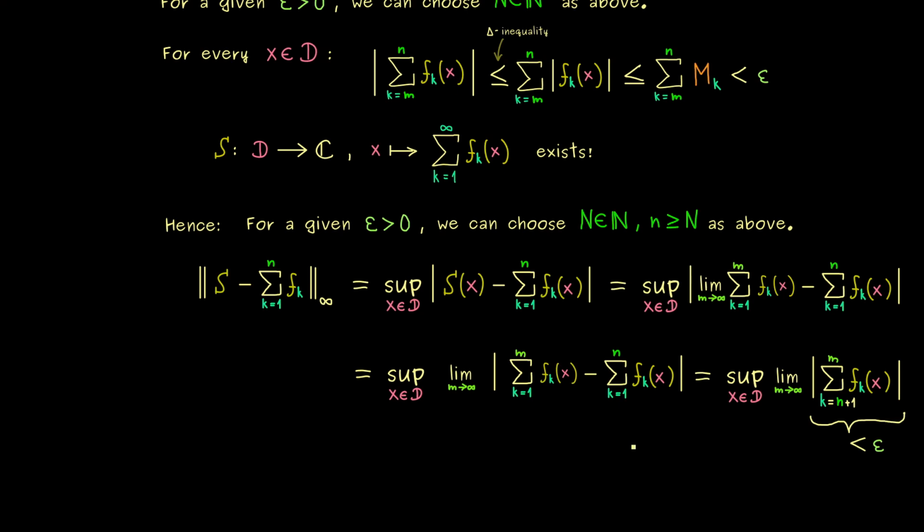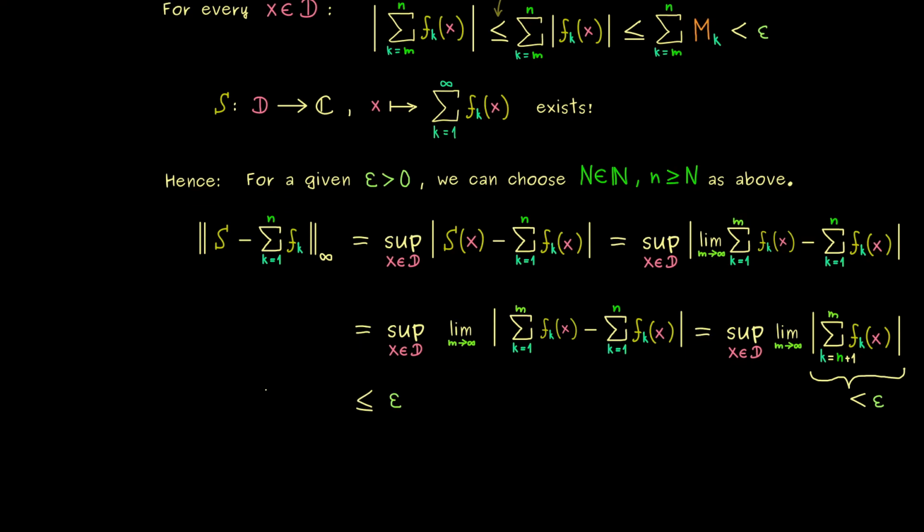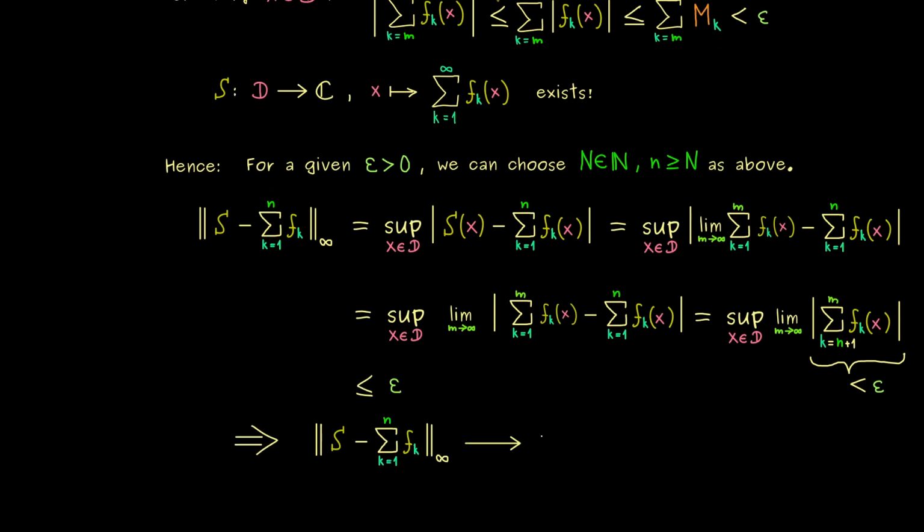Hence, the conclusion is, even with the limit and with the supremum, we stay lower than epsilon. The only thing we can lose here is the strict inequality. But obviously this does not change anything, because epsilon was arbitrarily chosen from the beginning. And with that we have it. This means that in the limit n to infinity, this norm here goes to 0. And since we have the supremum norm, this is exactly the uniform convergence. Therefore, this is already the whole proof.